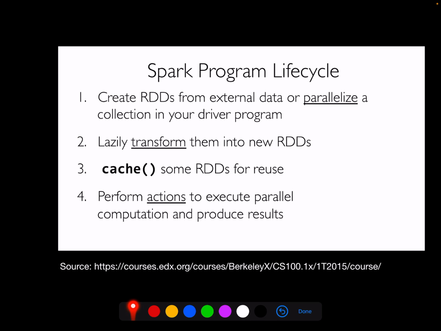Then the regular life cycle is as follows. Users usually create an RDD from external data, or parallelize a collection in the driver program. Secondly, lazily transform them into new RDDs. The trick here is that we can use cache to cache some RDDs for reuse, and those RDDs will be saved in memory. Eventually, perform actions to execute parallel computing and produce results.